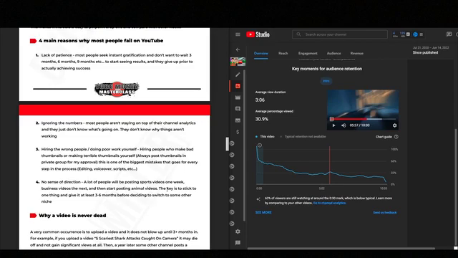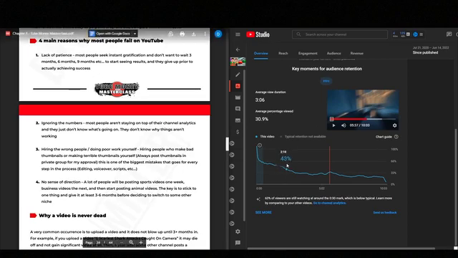Number 2 is ignoring the numbers, right? Most people aren't willing to put in the effort to come into their analytics and analyze everything. They just have no idea of what's going on. They don't know why things aren't working, right? You got to be willing to put in the work, because if you don't, then this isn't going to work for you. You have to be willing to come in here, right every video, look at the audience retention, analyze everything, analyze the dips, analyze the peaks, take notes of why you think people are leaving, why you think people are watching a part over again. Because if you're not doing that on every single video, then I guarantee that you're going to fail.